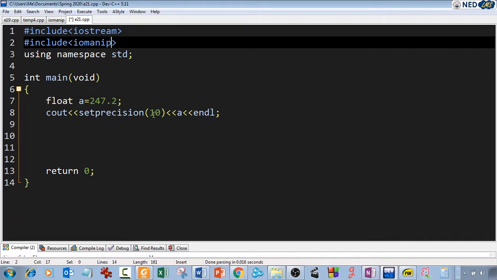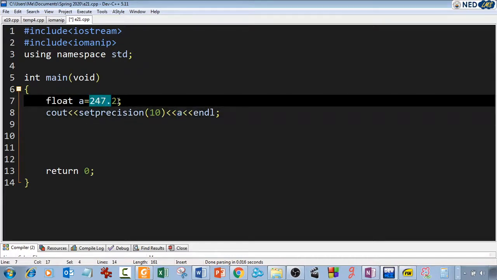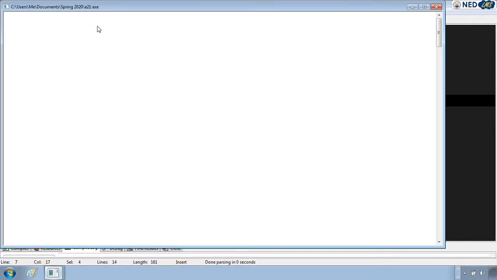I want to have 10 decimal places after 247. So a contains this number, and this number would be sent to the output stream to be displayed on the command prompt as 247.2000000000, and that is my expectation. But let's run this and see what we get.